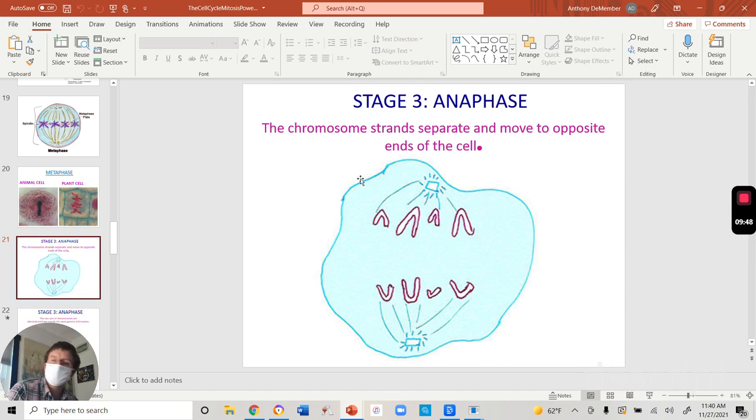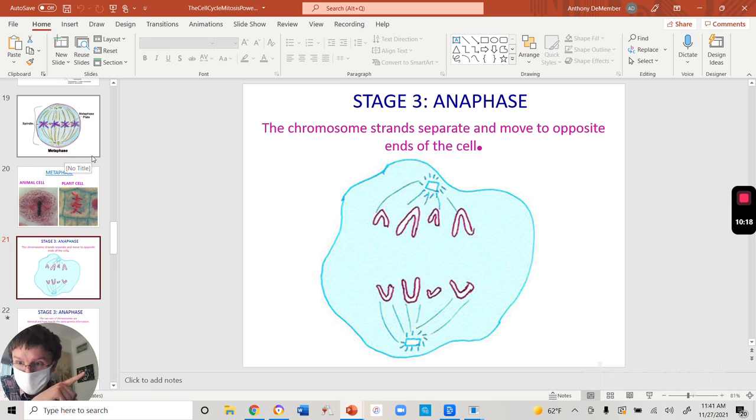Anaphase, now this is where I noticed there was a lot of confusion. We saw a lot of confusion between anaphase, telophase, and cytokinesis. So let me just break it down for you right now. Anaphase is when they're starting to separate and move to opposite ends. They're in the process of moving to opposite ends. They haven't made their way completely over there yet. That's just simply the process where we're pulling them apart and making them go opposite ends of the cell.